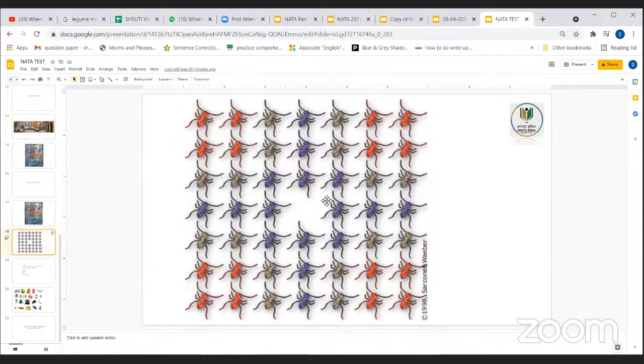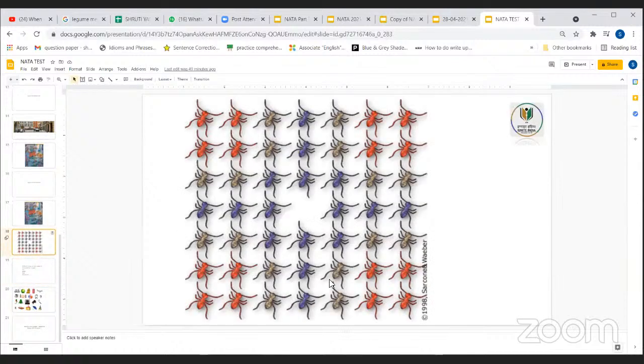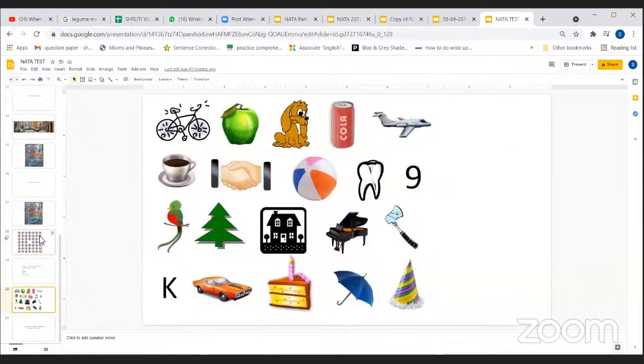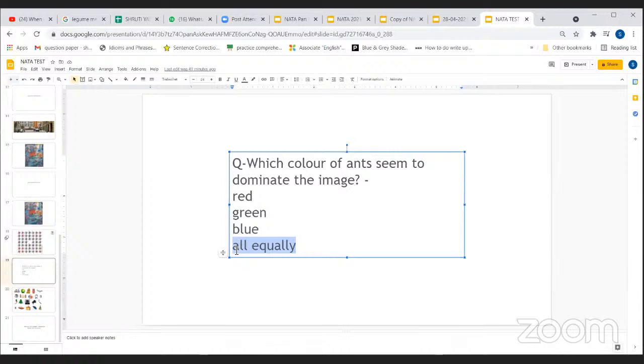Then this one. Were you able to count the number of ants? Yes, ma'am. All are 16. Yeah, all are equal. So the correct answer should be all equally. At first, our eye is a little distracted and we think that one of the colors is dominating, but that is not happening. Okay, come to this particular one. If you've written 4th option, which is all equally, you're correct. Give yourself 10 marks. If you've chosen any other option out of these 3, then it's wrong. Give yourself a 0.